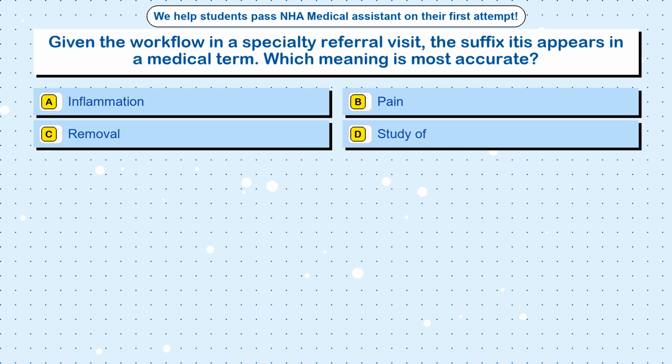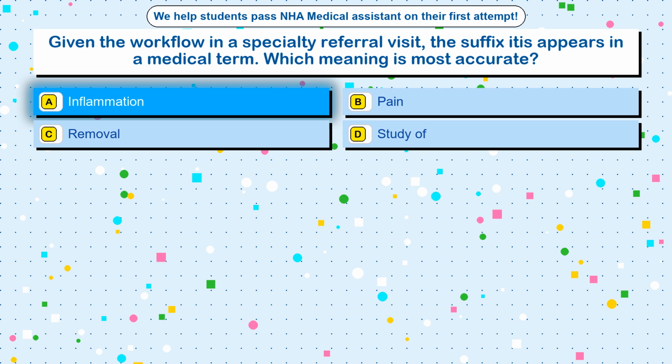Question 99. Given the workflow in a specialty referral visit, the suffix itis appears in a medical term. Which meaning is most accurate? Option A. Inflammation. Option B. Pain. Option C. Removal. Option D. Study of. The correct answer is option A.